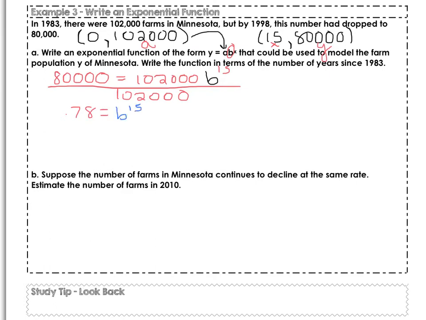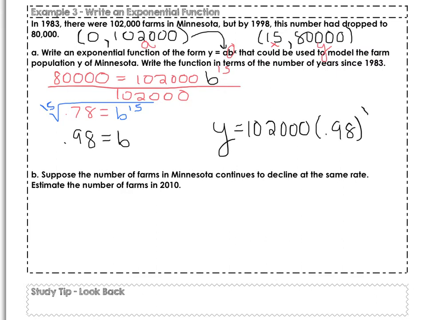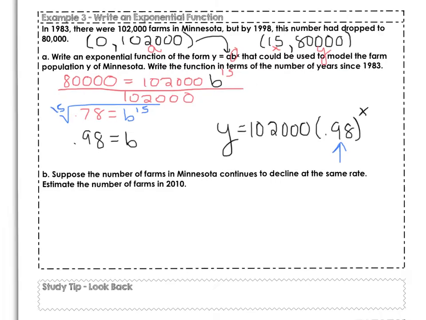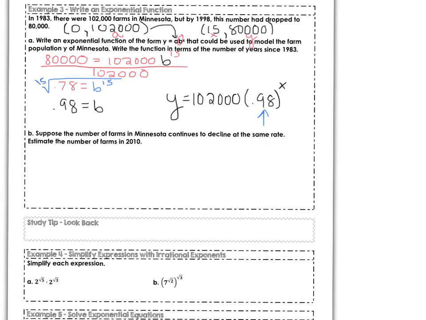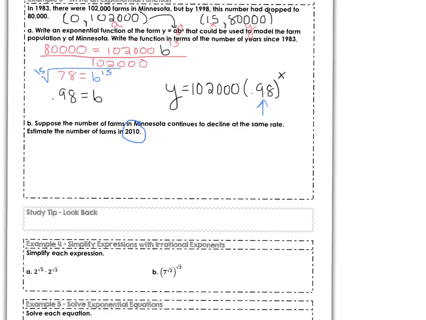Now I want to get rid of an exponent of 15, so I'm actually going to take the 15th root of both sides. The 15th root of 0.78 is going to get me 0.98 approximately, and this will be our value for b. So now we have our entire equation. Y equals our starting value of 102,000 times 0.98 raised to the x power. Notice how my b value is exponential decay, which makes sense because we are decreasing the amount of farms. Why don't you try b? Notice that we're doing 2010, so try to figure out what is our value for x in this scenario.